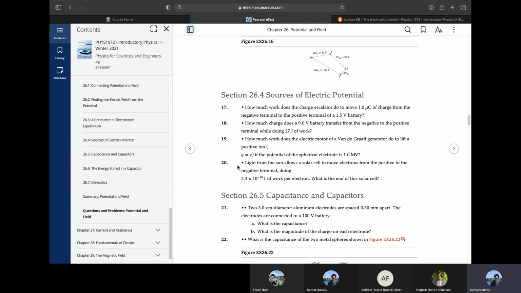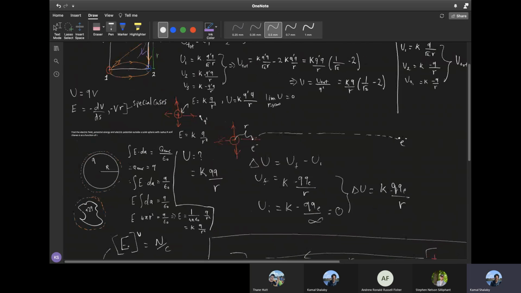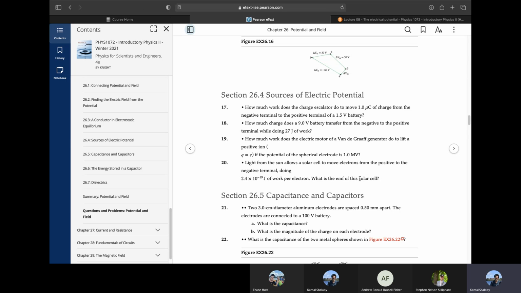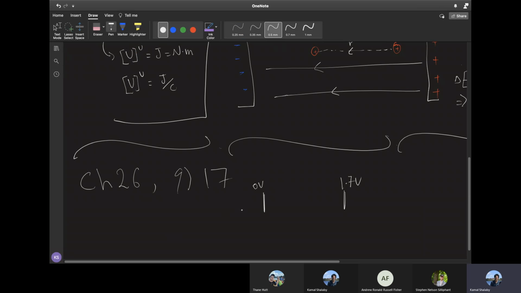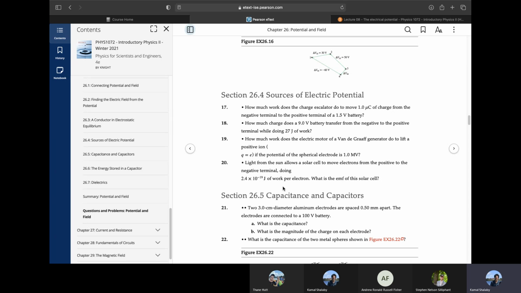So, okay, let's say I do have a 1.5 battery, 1.5 volts. So that means if this is 0 volts, it's going to be 1.7 volts. So we have a charge Q of 1.5 microcoulombs. Want to move it from the negative to the positive. So it's here. I want to move it this way. And it's 1 microcoulomb. Okay, and we need to find how much work.